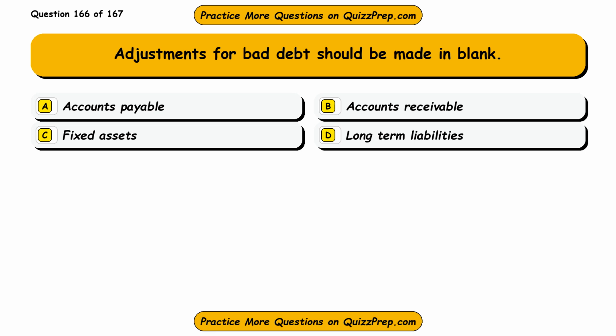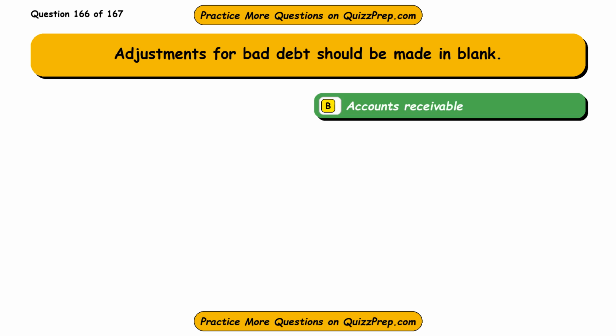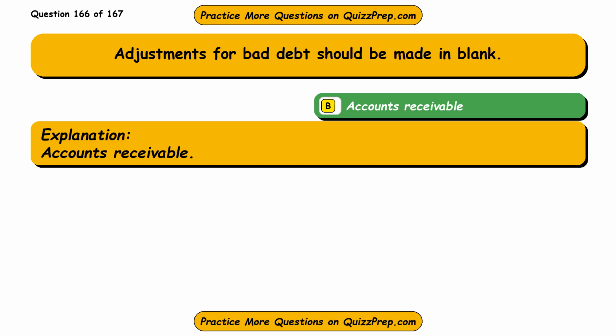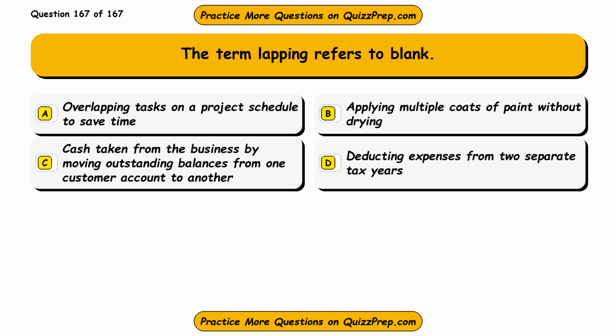Question 166. Adjustments for bad debt should be made in blank. Option A, accounts payable. Option B, accounts receivable. Option C, fixed assets. Option D, long-term liabilities. The correct answer is option B, accounts receivable. Accounts receivable.